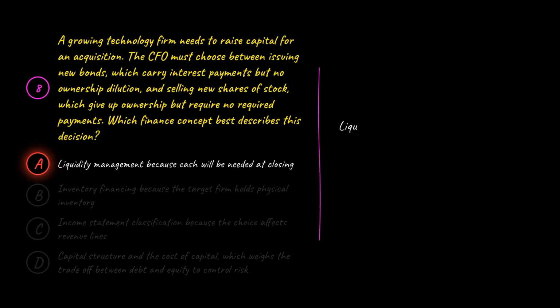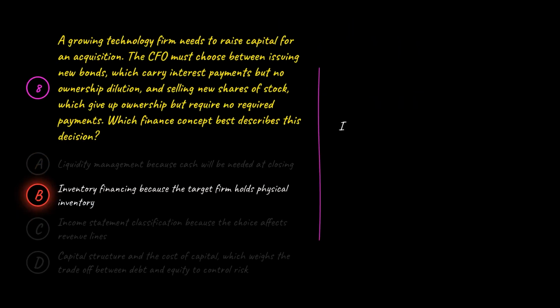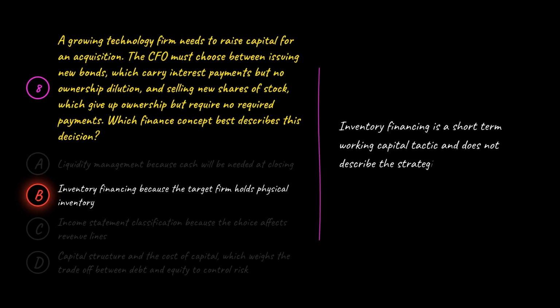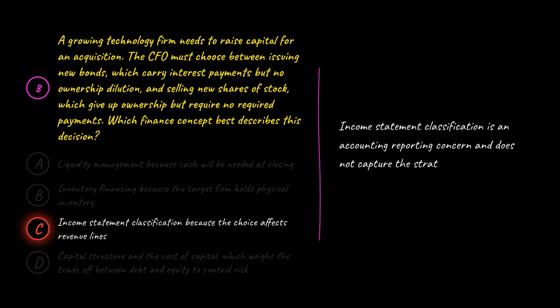A is wrong because liquidity management deals with meeting short-term obligations, not with the long-term mix of debt and equity used to fund an acquisition. B is wrong because inventory financing is a short-term working capital tactic and does not describe the strategic choice between bonds and stock issuance. C is wrong because income statement classification is an accounting reporting concern and does not capture the strategic trade-off between debt and equity.